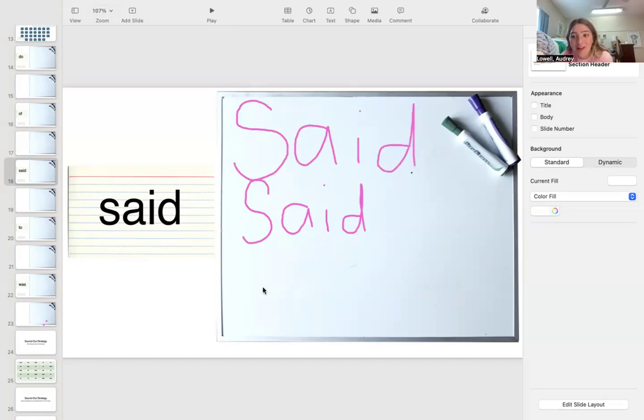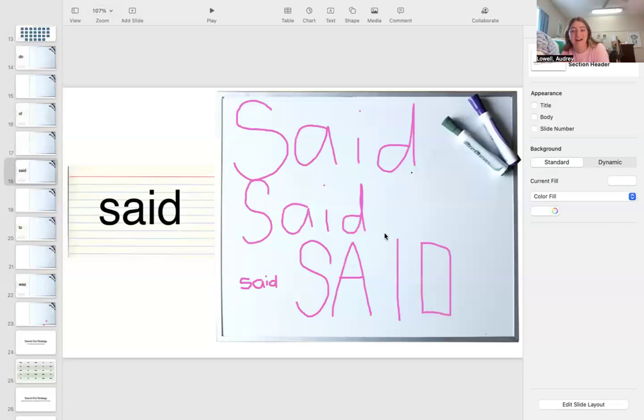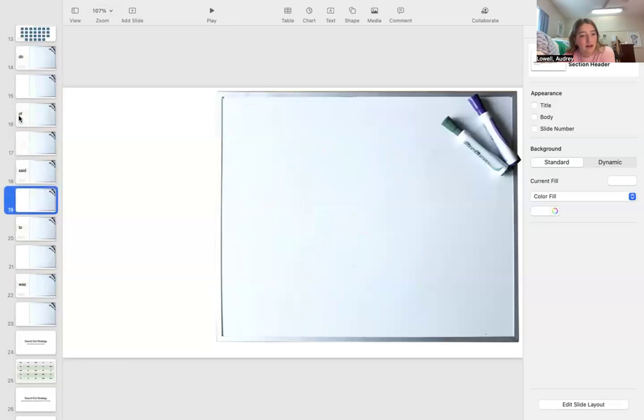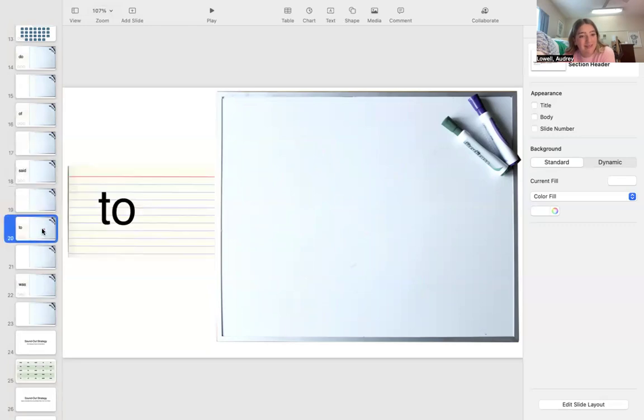Okay, now write said as small as you can. Perfect. Now let's write said in all uppercase letters. Said. Great job. Now let's write said from our memory, exactly how we remember it. Okay. Said. Great job. That's awesome.